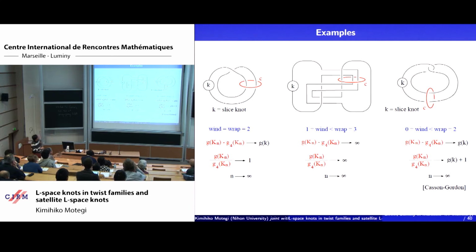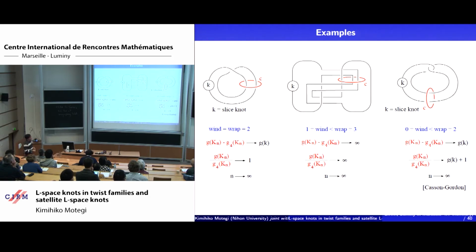And in the last picture, we have the Whitehead ring together with some small local knot. In this case, the winding number is 0 and the wrapping number is 2. Then the difference between the Seifert genus and the slice genus goes to the genus of K, and the ratio goes to the genus of K plus 1 when n goes to infinity. In the last one, the computation is due to Casson and Gordon.